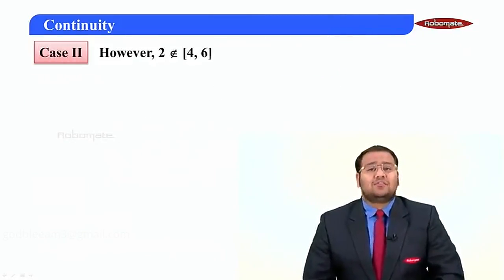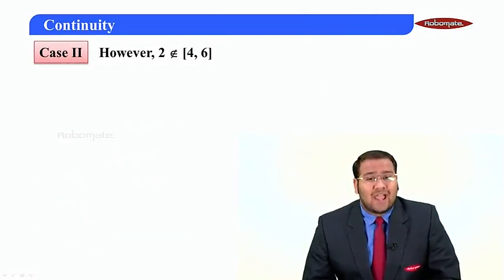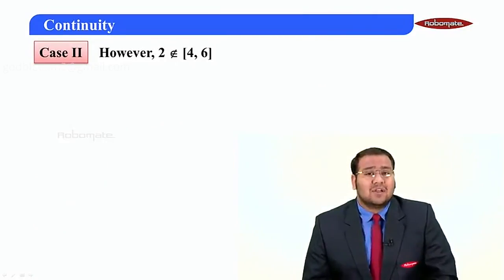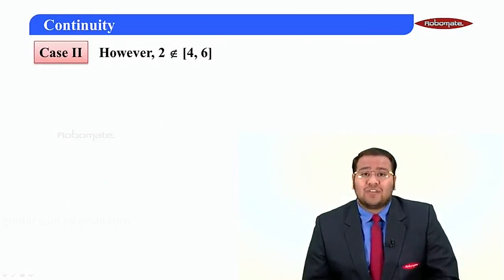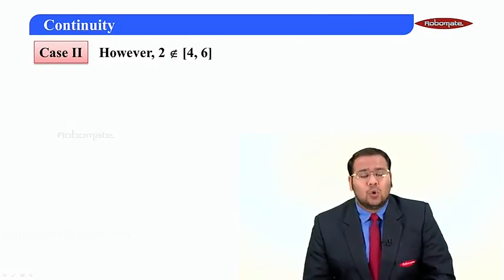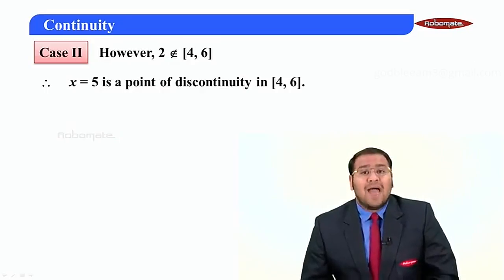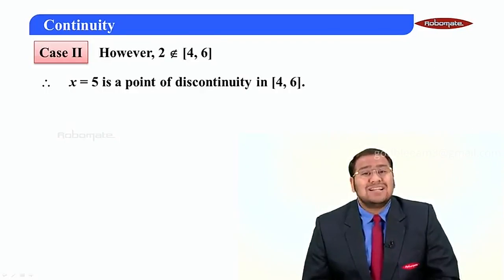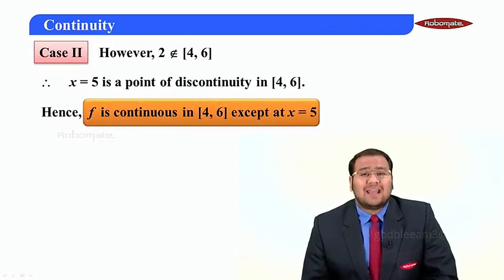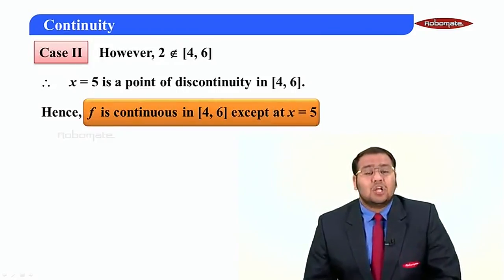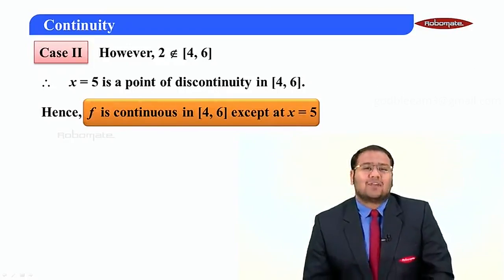Moving ahead with case 2, we have the values of x as 2 and 5, and over here the range is 4 to 6. In this range 4 to 6, 2 is out of the range. So I can say 2 does not belong to 4, 6. Therefore, x equal to 5 is a point of discontinuity in 4, 6. Hence I can say the function is continuous in 4, 6 except at x equal to 5.